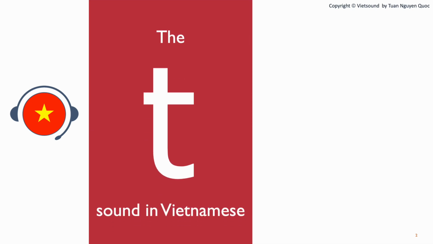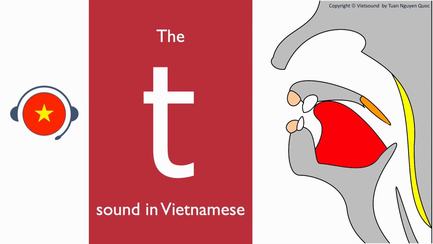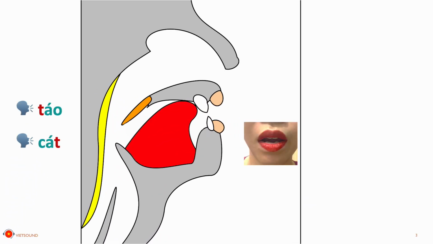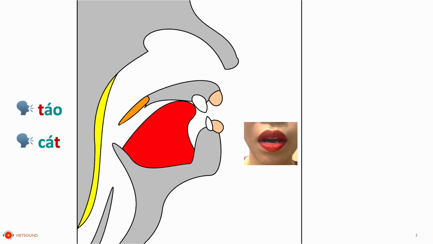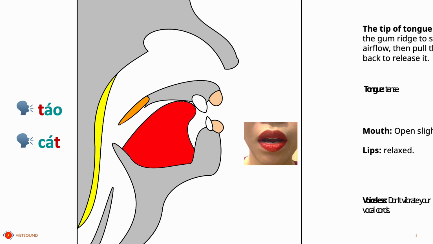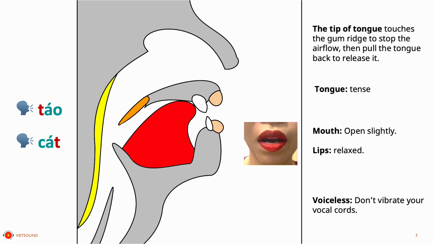Today we're going to talk about the "th" sound. So are you ready? Let's get started. The "th" sound can occur at the beginning of the word, like in the word táo, or at the end of the word, like cát. Now let's see how to pronounce the "th" sound.